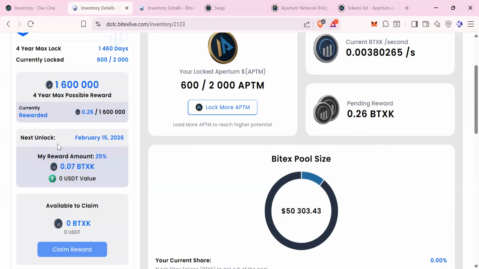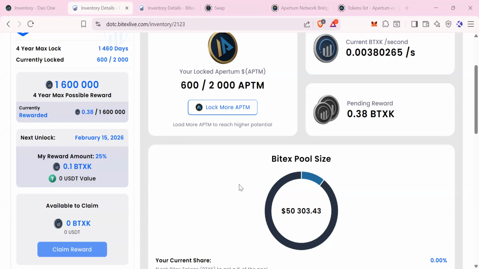Now it says you're going to unlock, on the 15th of February, 25% of the coins that you're receiving every single month. Now you can do the calculation. Remember, it said 400,000 tokens a year. Let me just see if I put my calculator on the screen. Doesn't look like it. Well, you can do this calculation by yourself anyway.